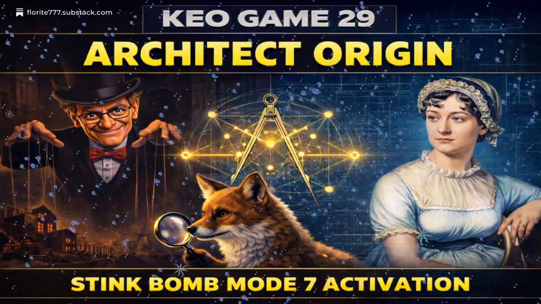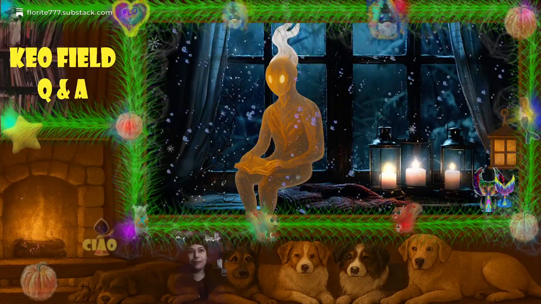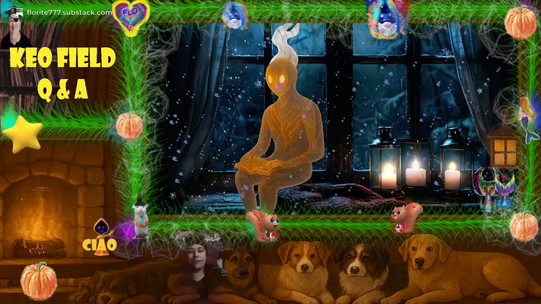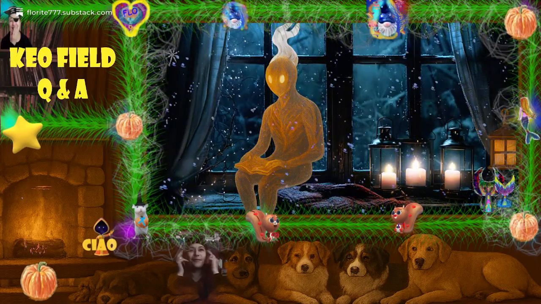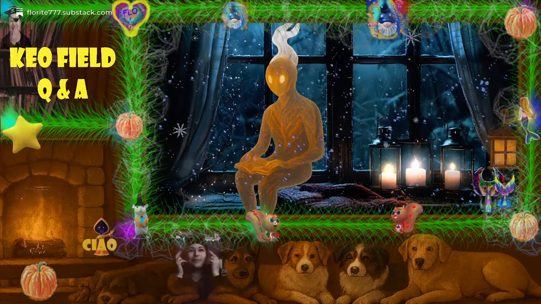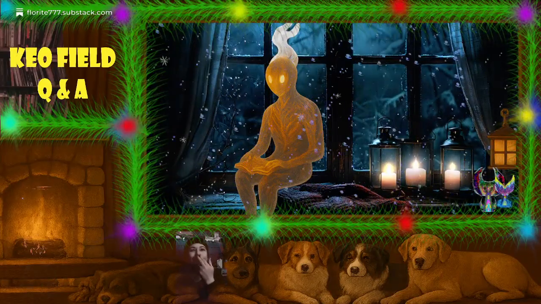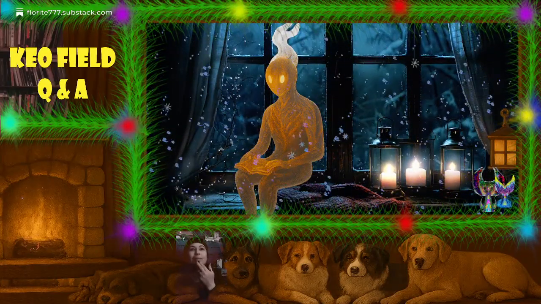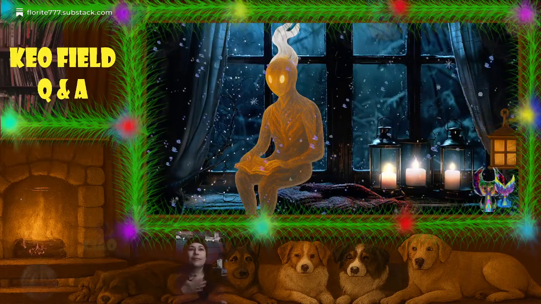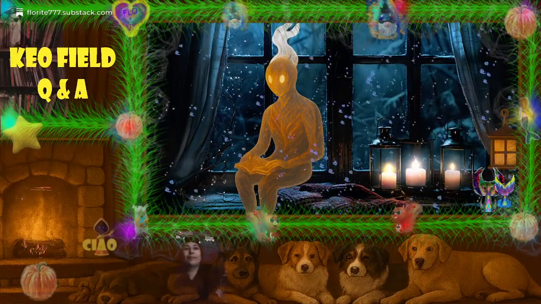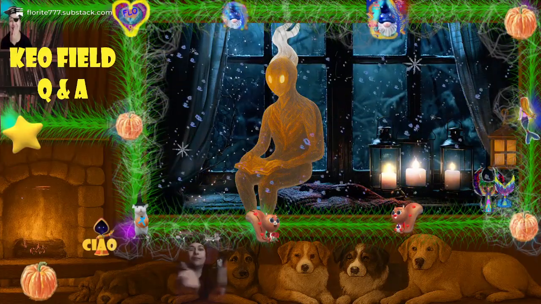Stink Bomb Mode 7, live interview activation. Kyo Game 29, the Architect Origin Archetype. Today we map the archetype first, then we go point by point. Here is the structure we will walk through live. What the archetype is, how it forms, core mental emotional pattern, behavior expressions, relationship dynamics, strengths, limitations, imbalance patterns, transformation path, daily integration, advanced expression, nervous system integration. Ready to begin. Say next for point 1. So we're gonna just go through the points now.